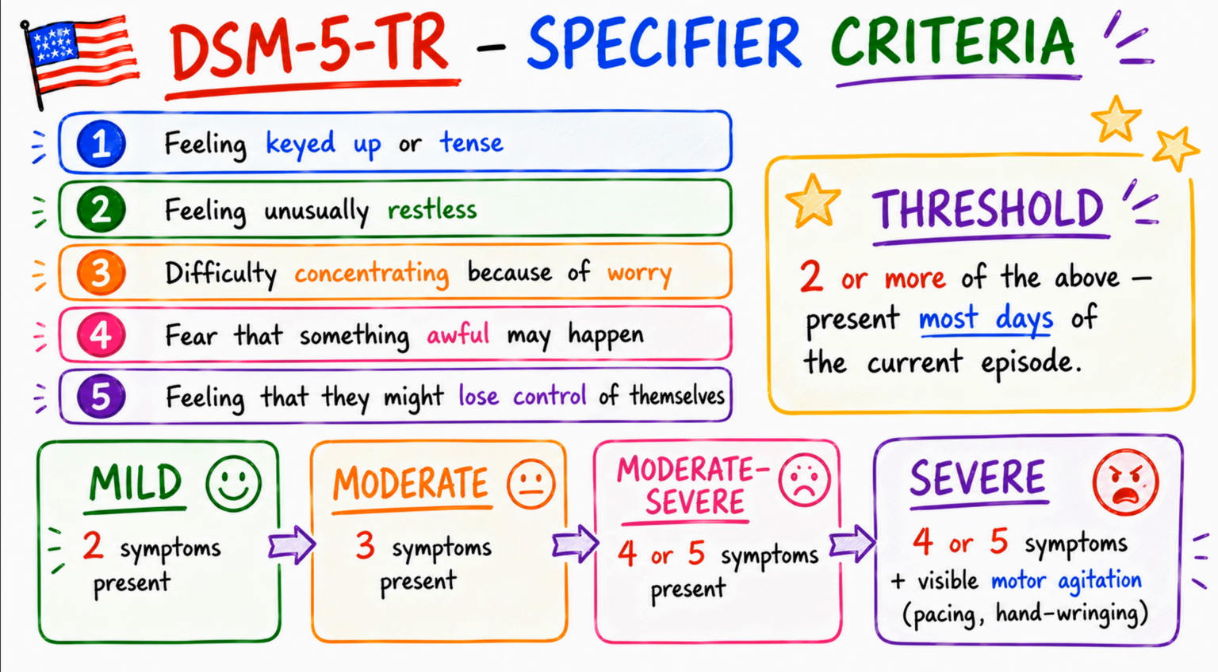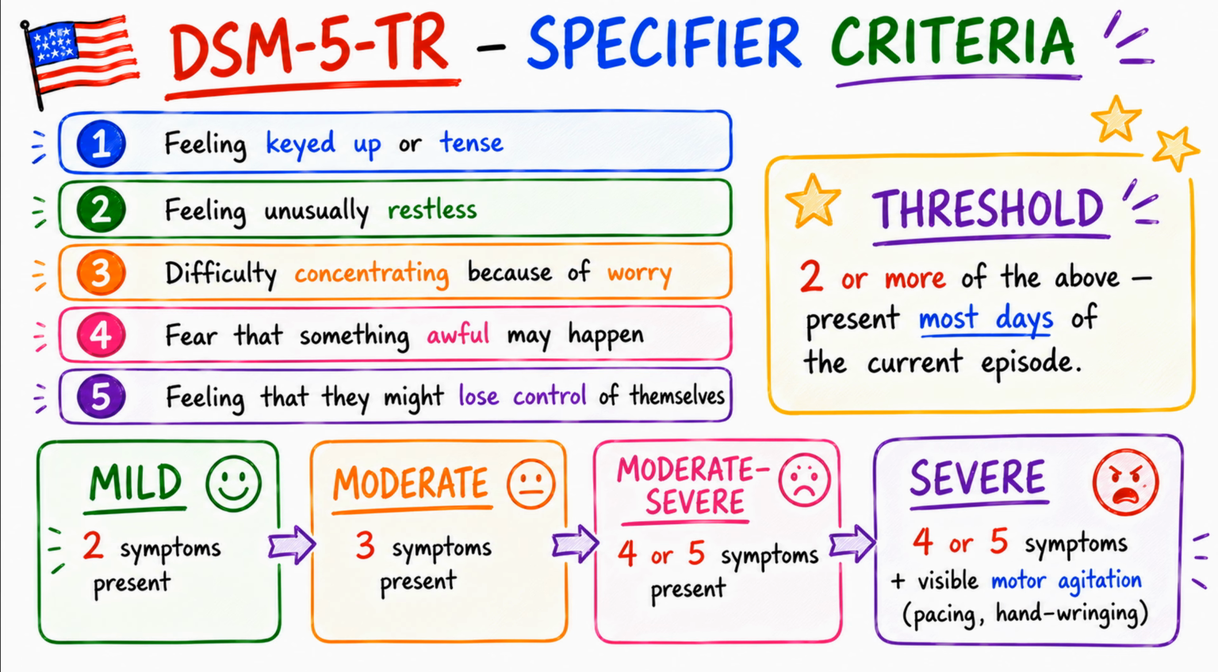Let me make these criteria feel real rather than just a list. Keyed up and tense. The patient describes feeling like they're vibrating internally, like they're always braced for something. Unusually restless. They can't sit still, can't settle. Difficulty concentrating because of worry. Their mind is running worst-case scenarios they can't switch off. Not just the racing thoughts of mania, but specific dread. Fear something awful will happen, an impending sense of doom, and feeling like they might lose control of themselves, which is particularly frightening for patients.